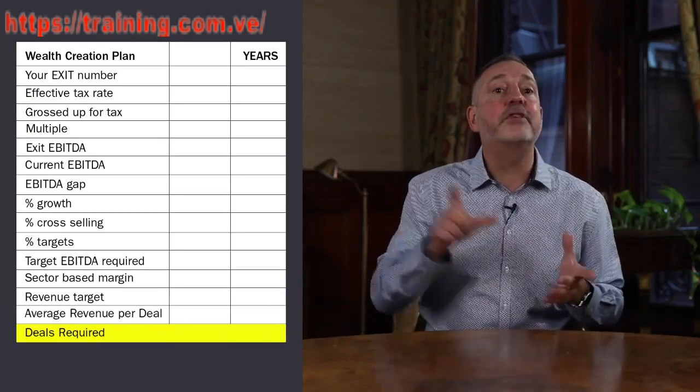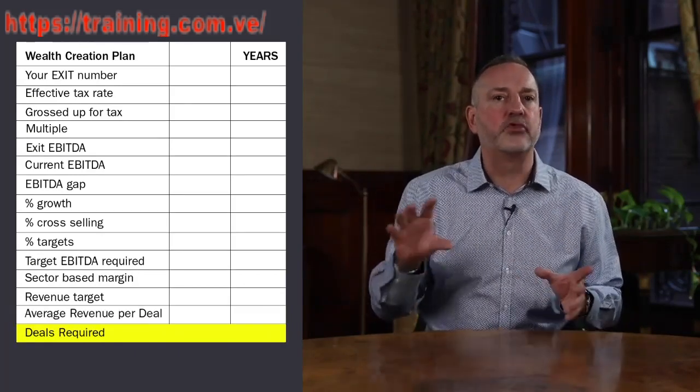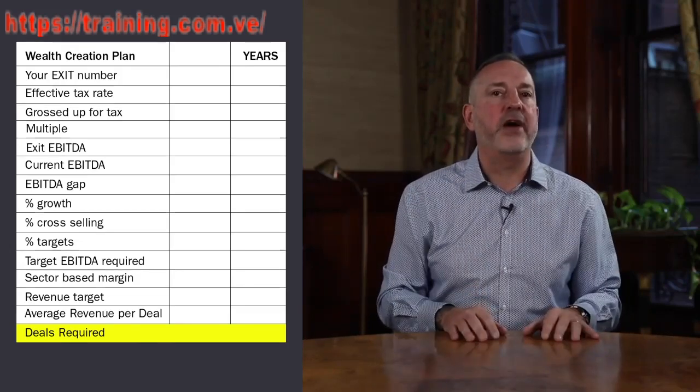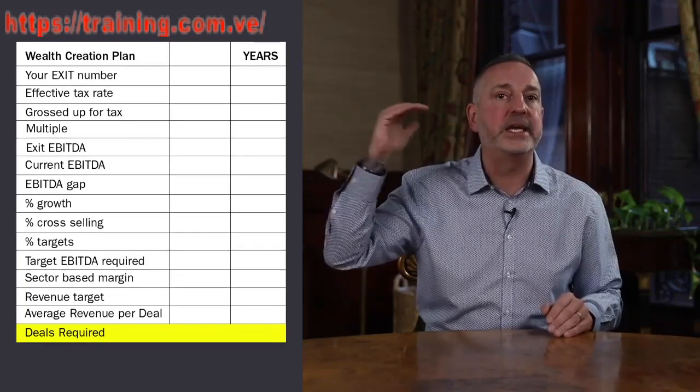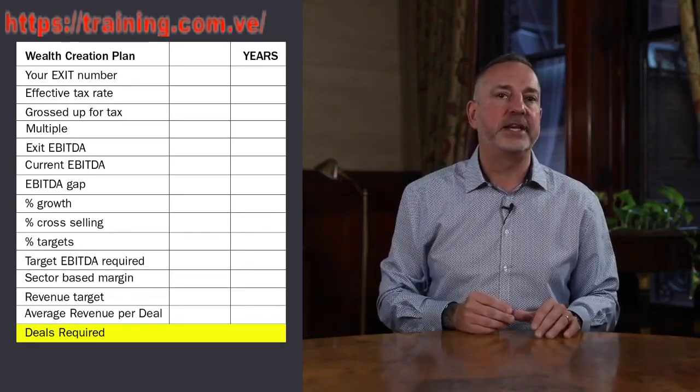And then state the average revenue for a target business. Remember the $1 to $10 million range, and you now know the number of deals required to hit your exit number over that defined time period.